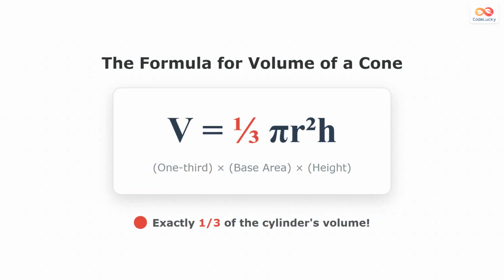This leads us directly to our formula. Since a cylinder is πr²h, the cone is simply 1/3 of that. So the formula is volume equals 1/3 times pi times radius squared times height. It is that simple fraction, 1/3, that makes all the difference.